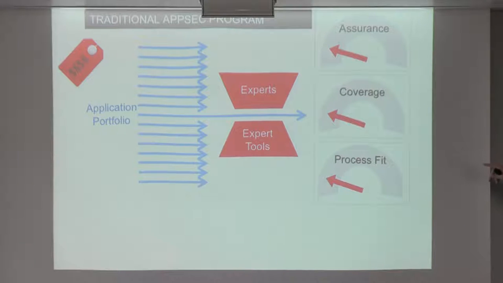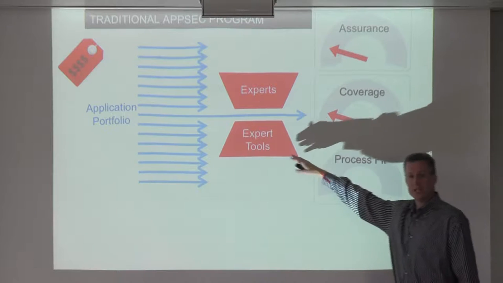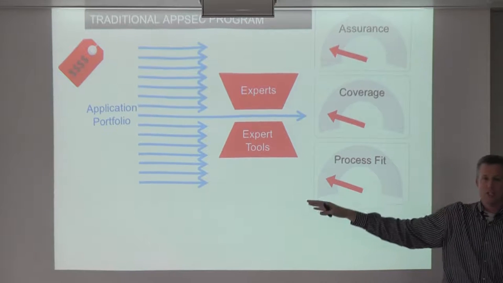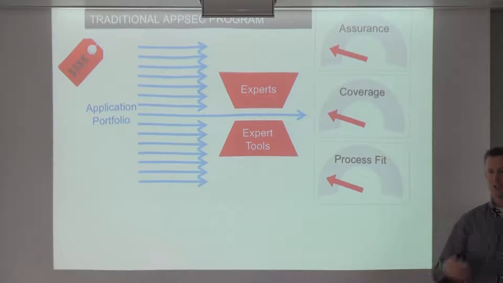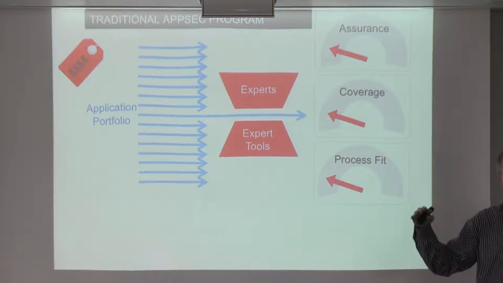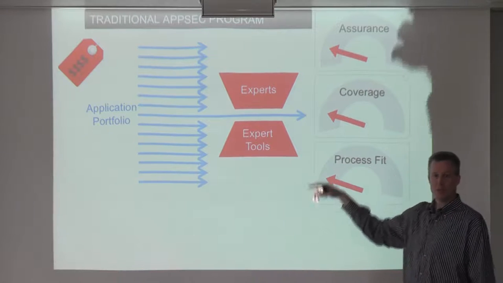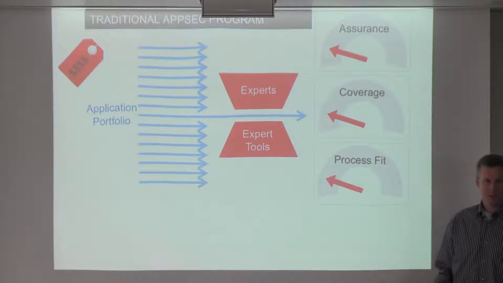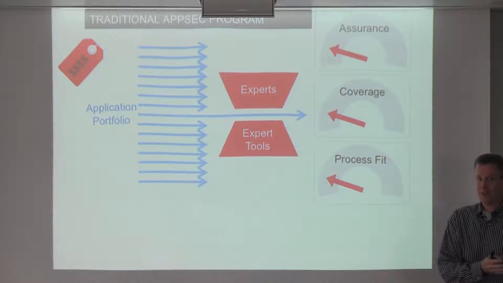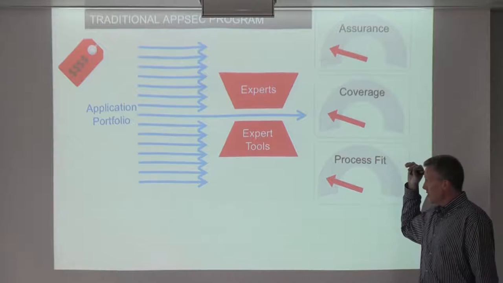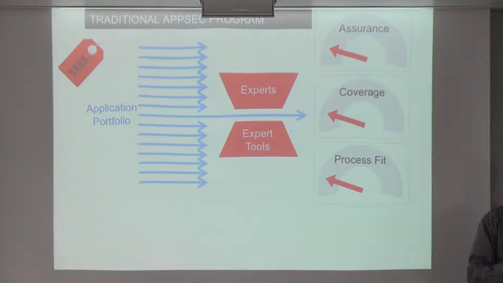And this is why these teams are feeling really squeezed, right? Every year there's more and more applications to look at, and these teams have to continually cut their level of rigor in order to try to get through the whole application portfolio. That's why they're not doing the whole application portfolio. They'll really only look at the critical 10%. And they're sort of squeezing the things that they're looking at.